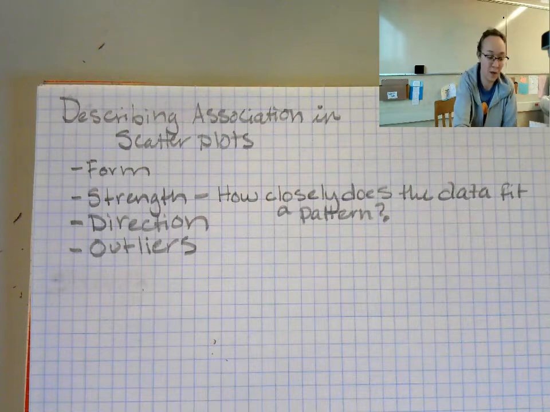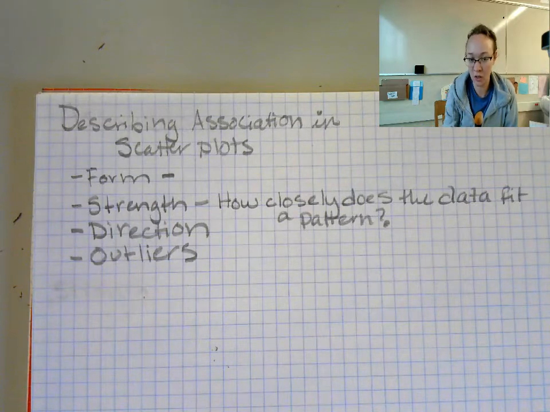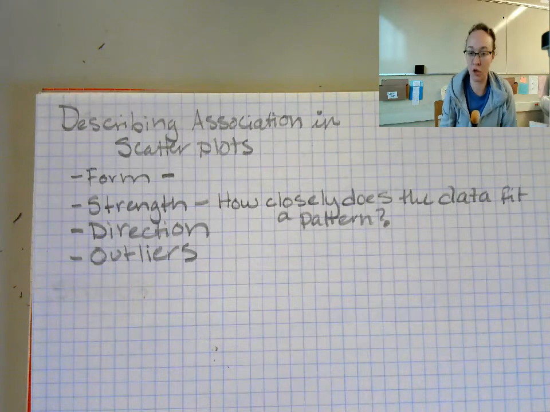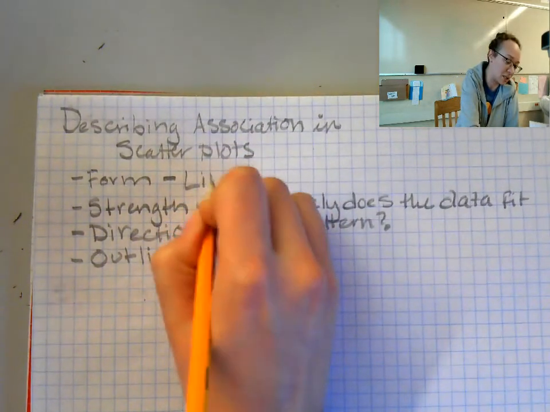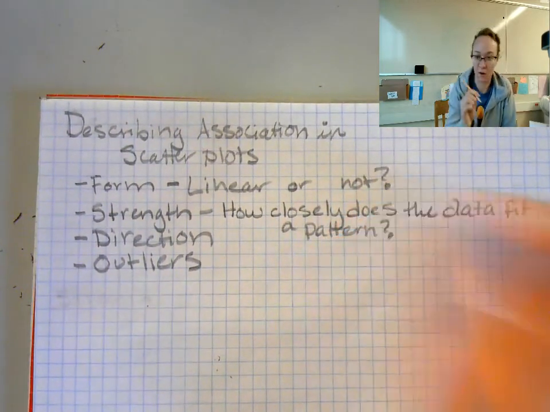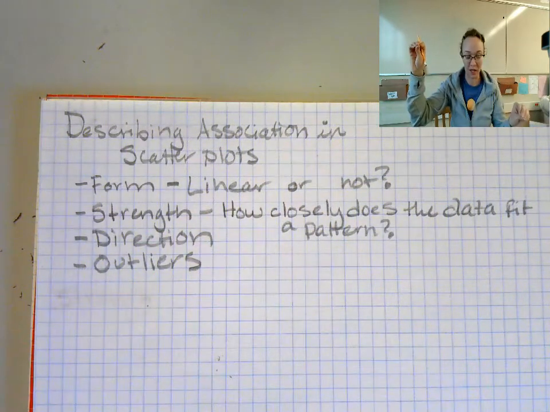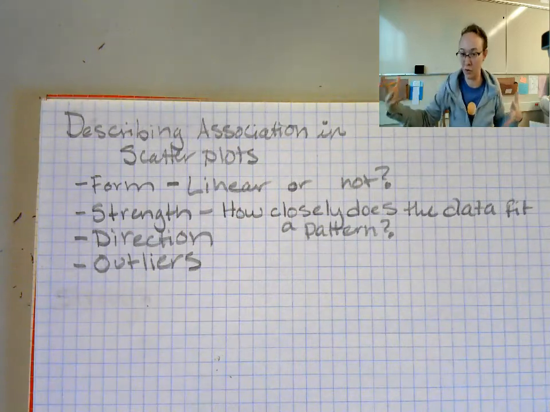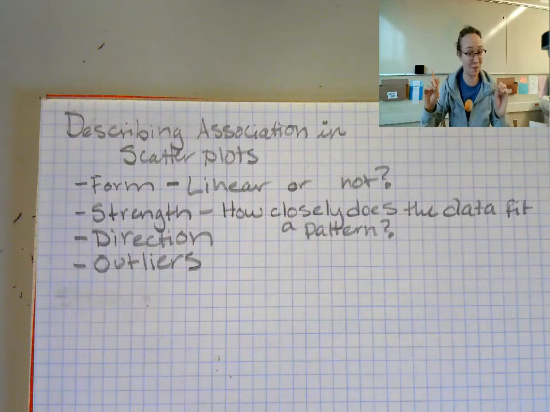Now the form, that is what type of equation would you use to model it if you were to choose to model it. So for right now, we can just say, is this linear or not? I don't mean linear as in, is it perfect. I mean linear as in, is the best model for this going to be a line, or is the best model going to be a curve? Doesn't mean it's going to be a great model. It could be a terrible model, but is it better to use a line than a curve?